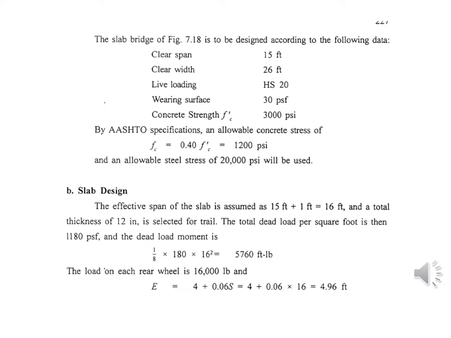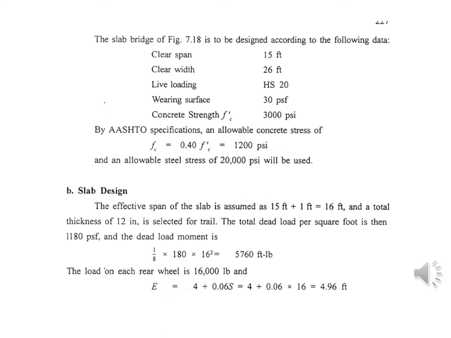The clear span is 15 feet, the clear width is 26 feet, the live loading is HS20, the wearing surface is 30 PSF, and the concrete strength is 3000 PSI. According to the AASHTO specification, the concrete fc equals 0.4 f'c, and f'c is 1200 PSI. The allowable steel stress is 20,000 PSI, which will be used. So we design the slab. The effective span of the slab is assumed as 16 feet, plus 1 foot for the 16 feet. So the thickness is 12 inches, and the dead load per square foot is 180 PSF. The dead load moment is 1/8 multiplied by 180 multiplied by 16 squared, so we get 5760 foot-pounds.